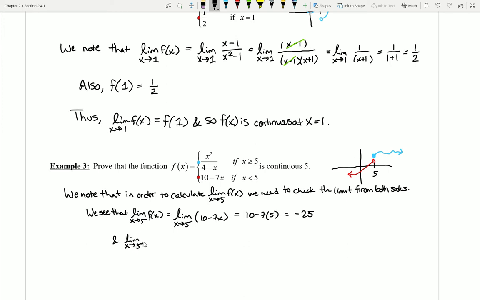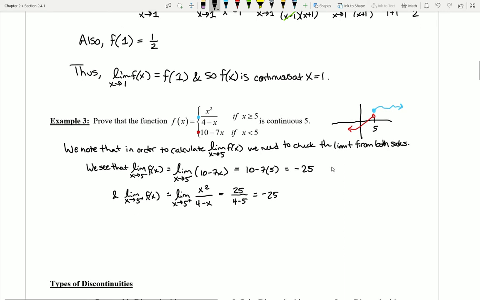Well, if I check the limit from the right side, that would be using the blue portion of the picture. So my limit as x approaches 5 from the right would require that I use x squared over my 4 minus x. But again, that's a rational function, so again, I can just use direct substitution. And I'm going to get 25 over 4 minus 5. That's going to be negative 25. Okay, great. So since the limit from the left and the limit from the right came out the same, I can go ahead, put these two things together, and state that the limit as x approaches 5 of f of x is equal to negative 25.